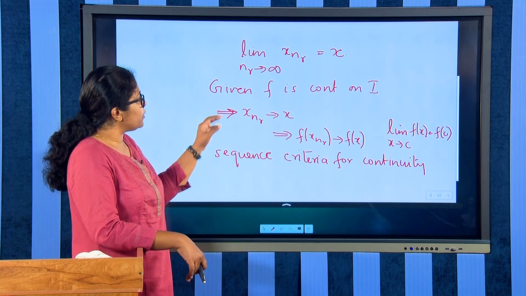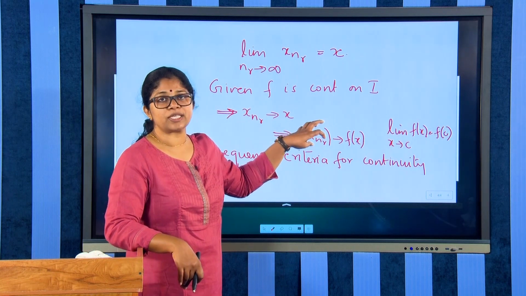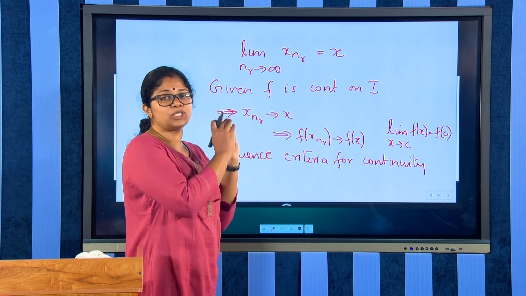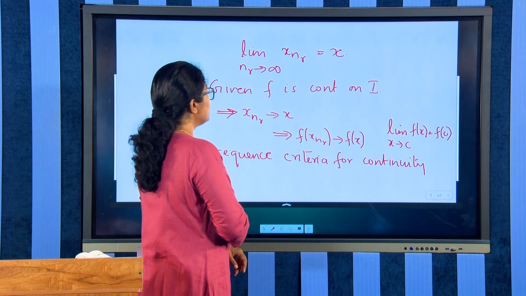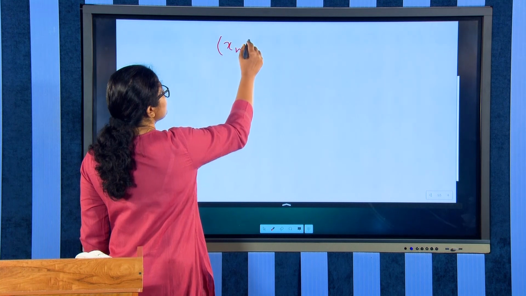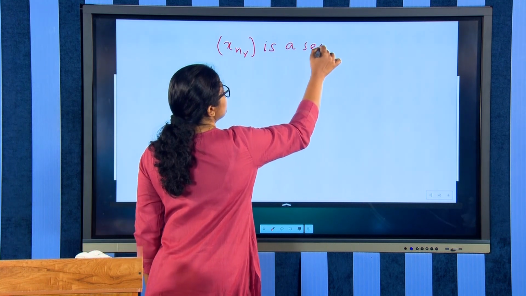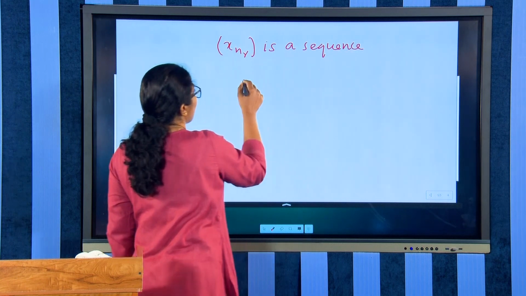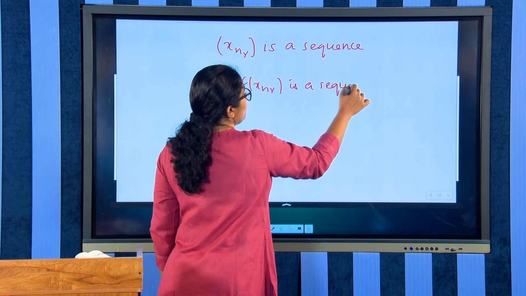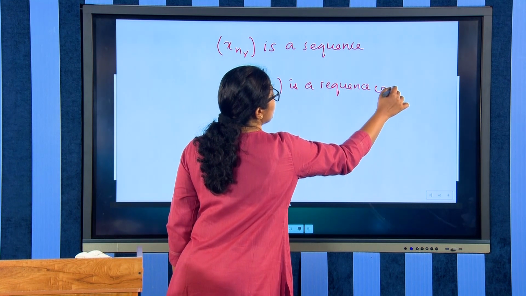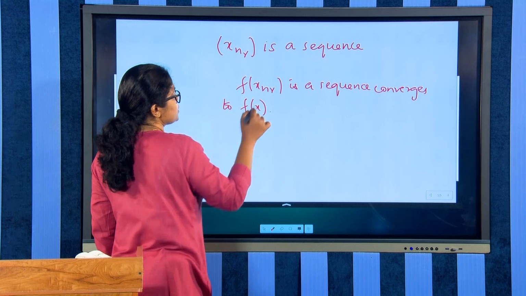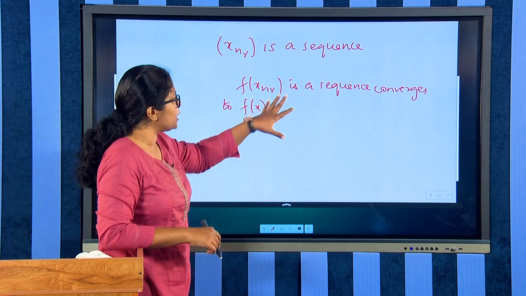So, now for every nr there is a corresponding xnr, and corresponding to every xnr there is an f of xnr. So, we have this sequence xnr is a subsequence, which means for each xnr, f of xnr is also a sequence which converges to the number f of x in R, which is a real number.